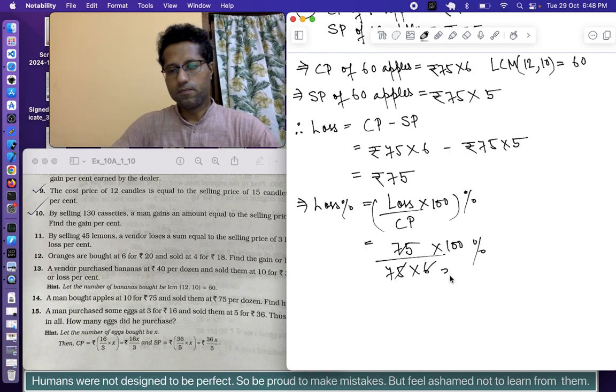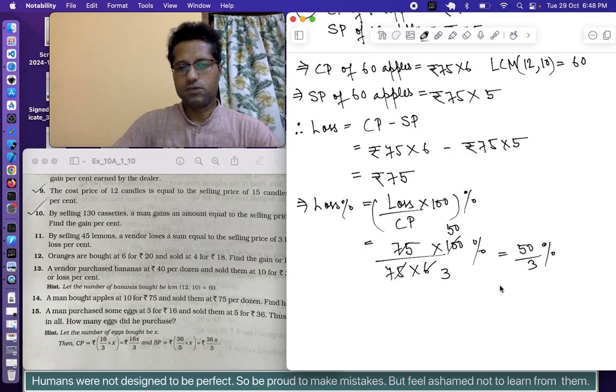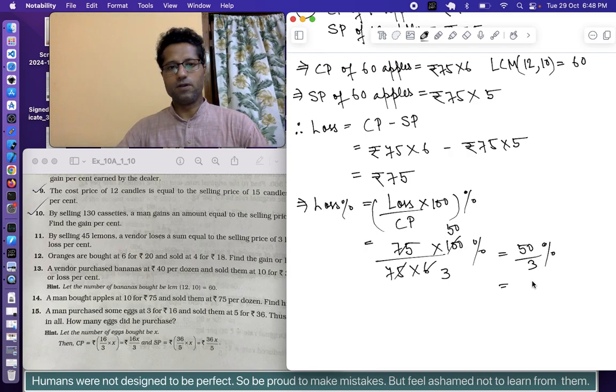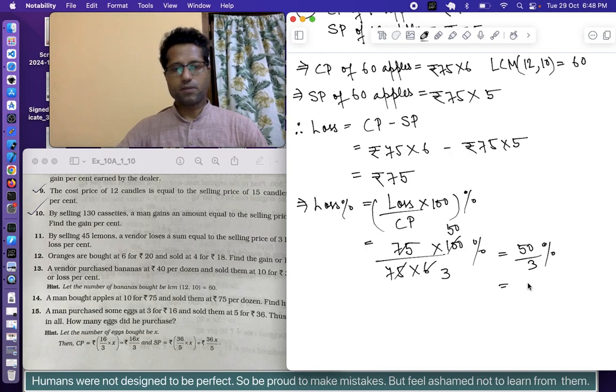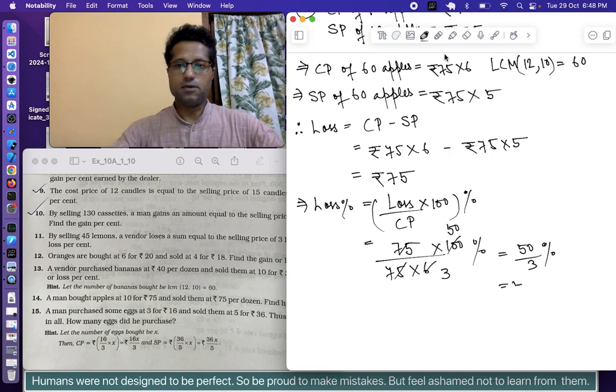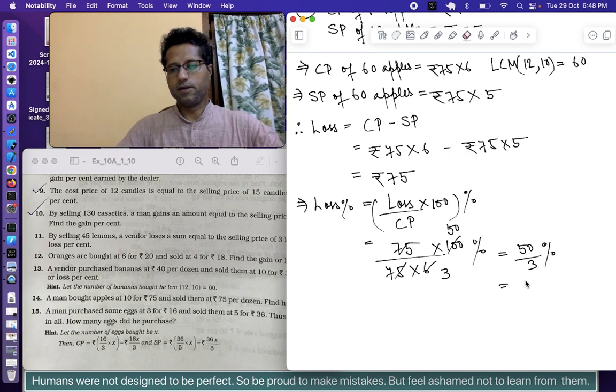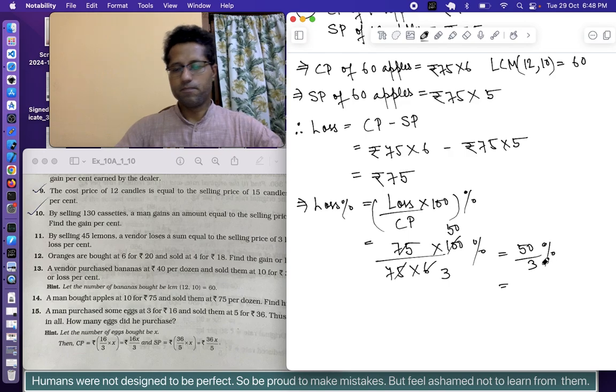let's divide by 2, so we have 50 by 3 percentage. Whenever you find that the result of a percentage is coming out as an improper fraction, always convert it to a mixed fraction. So 50 by 3 as a mixed fraction will be 16 and 2/3. So this is the loss percent.